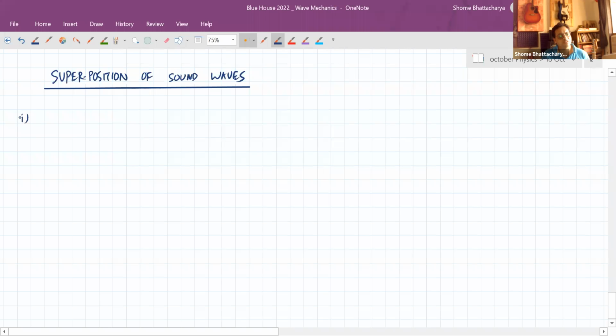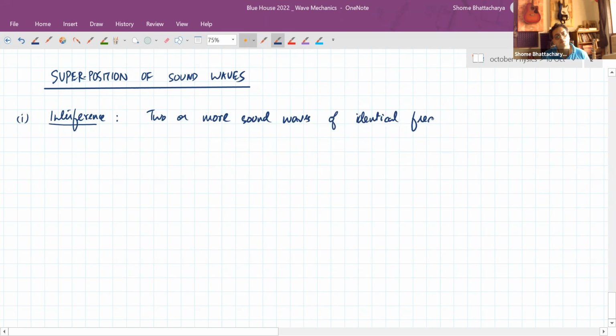So the first category of superposition for us is called interference. Here, the definition of interference actually becomes simpler than what it was for transverse waves. It becomes that two or more sound waves of identical frequency will superimpose to create interference. That's it. It need not be traveling in the same direction.